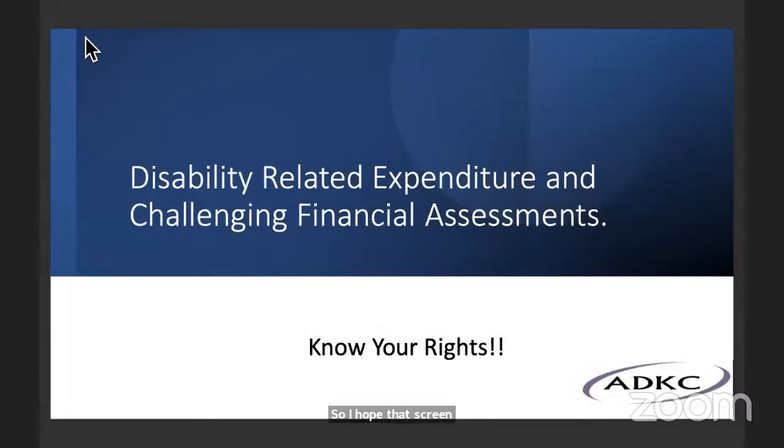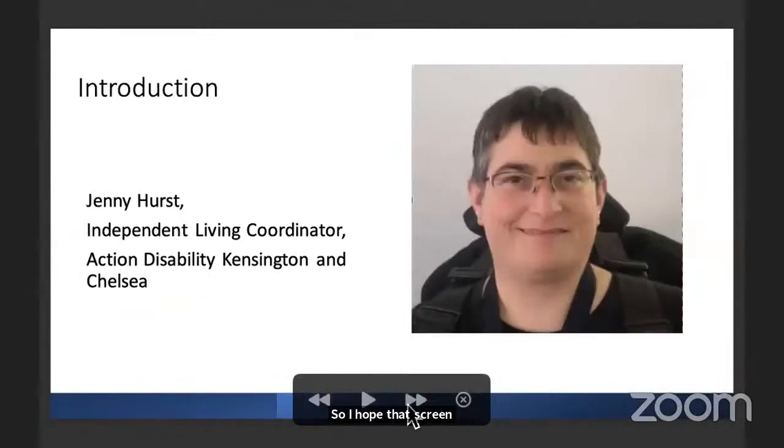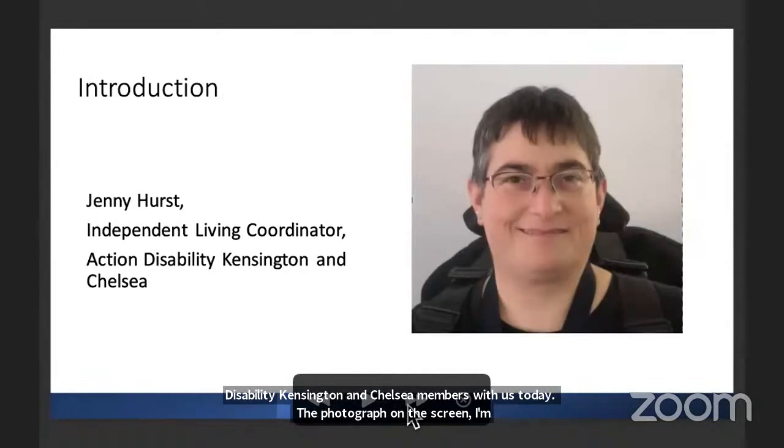So this is the second part of the session, and I am going to introduce myself. As I've got the screen off, and for people who are not able to see me, I'm Jenny Hurst. I'm the Independent Living Coordinator, and I work at Action Disability Kensington and Chelsea. It's nice to see that there are a few of the Action Disability Kensington and Chelsea members with us today. My photo on the screen is I'm a white woman with short dark hair. I wear glasses and I've got studs in my ears. And it's a head and shoulders shot.